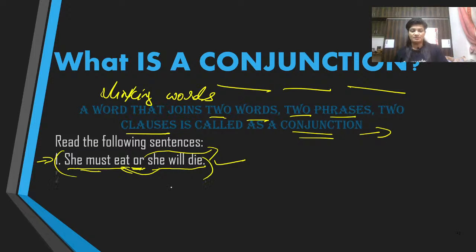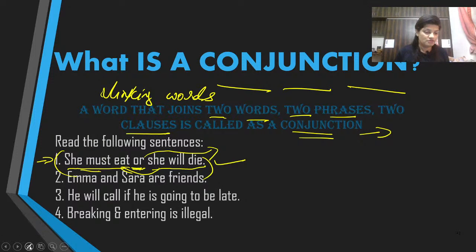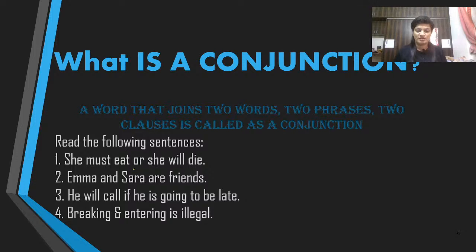And then makes it a complete sentence. Similarly, pick the conjunctions in all the remaining sentences that I have flashed in front of you. First one is or. What about the second one? Put it as question number 2 and give me the answer. Emma and Sarah are friends. He will call if he is going to be late. Breaking and entering is illegal. Okay, Shritaja says and for question number 2, and for question number 3, she says if. And for question number 4, it is and. Again, don't get confused by this sign. It is nothing but and.